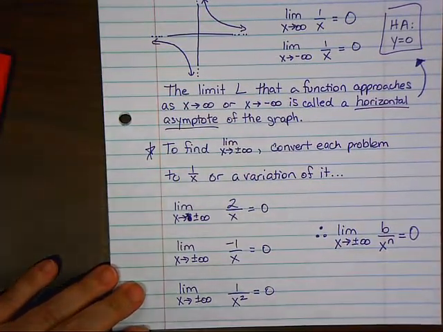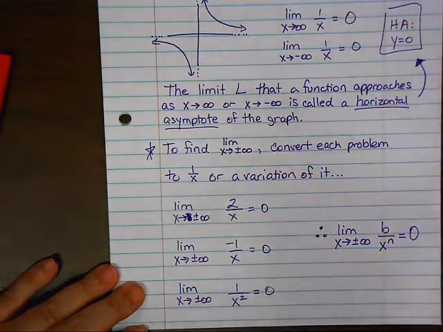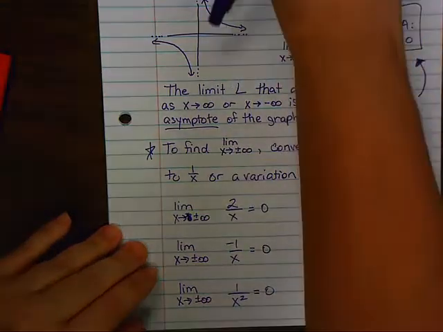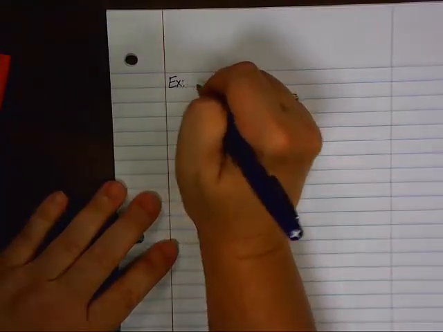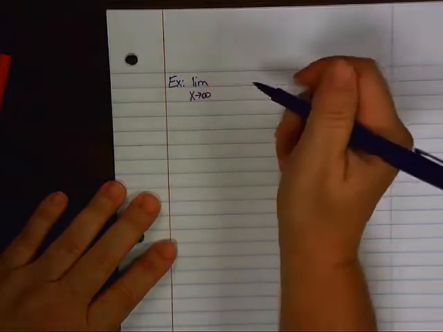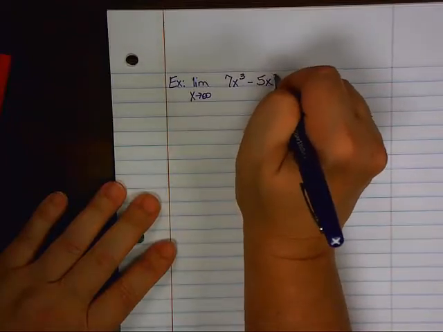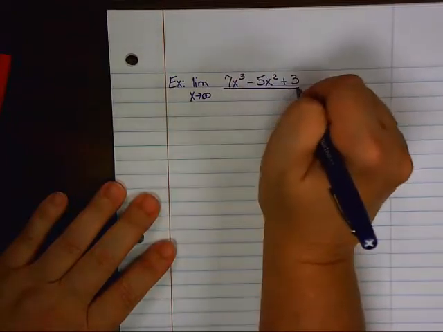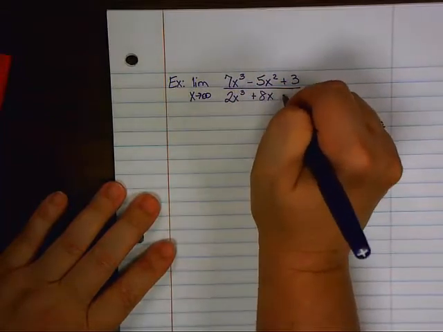Okay. Now, this is the foundation for what we're going to do. This is the limit that we try to find embedded within the problem. Okay. Is everybody done writing on this page? Okay. So let's do a practice problem. Let me show you what we're going to do. For example, the limit as x approaches infinity of 7x cubed minus 5x squared plus 3 over 2x cubed plus 8x minus 1.